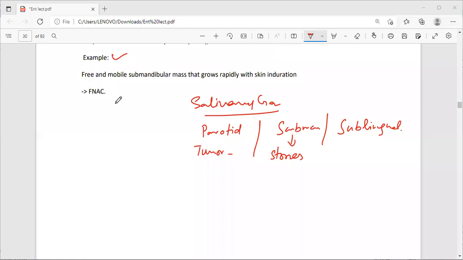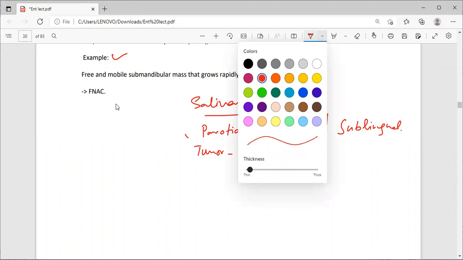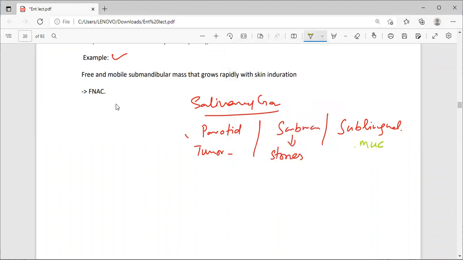Okay, so let's continue. So we have three pairs of salivary glands. The first one is called the parotid, and the second one is called the submandibular. Okay, and the third one is called the sublingual. The sublingual is mostly mucus. Okay, so this is mucus.